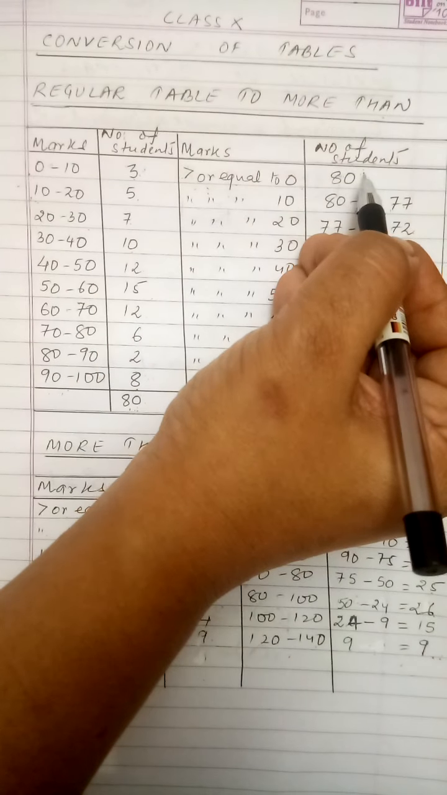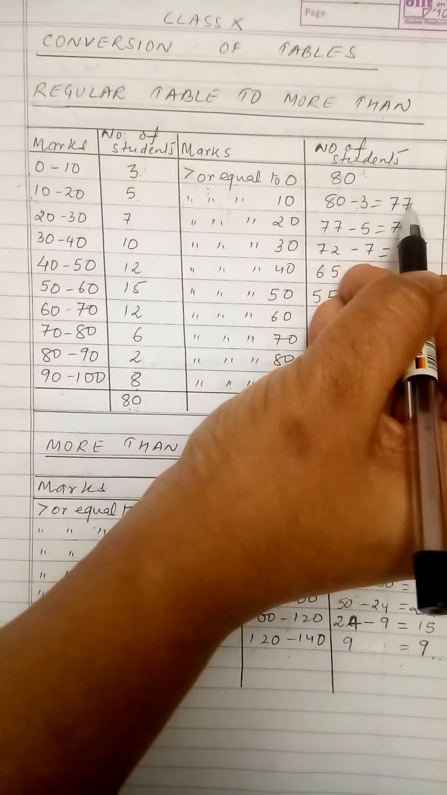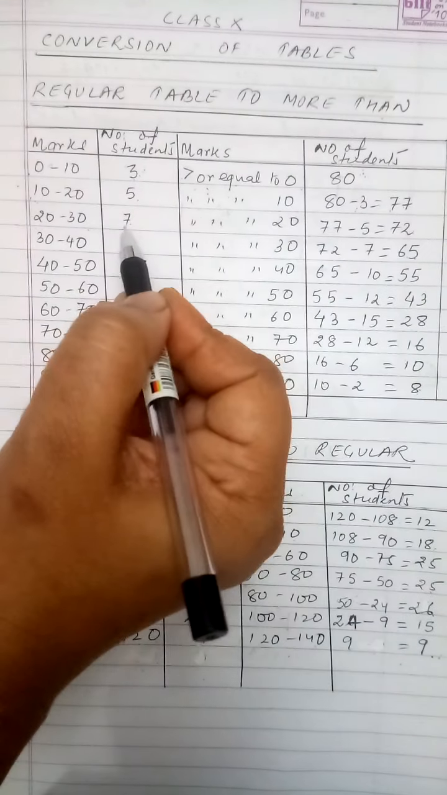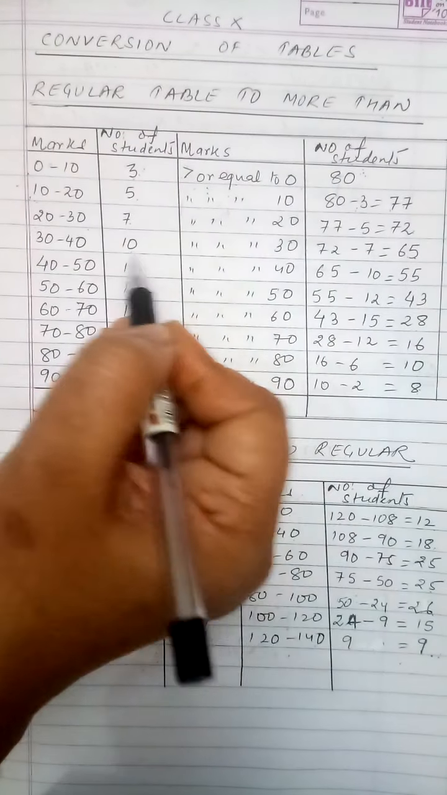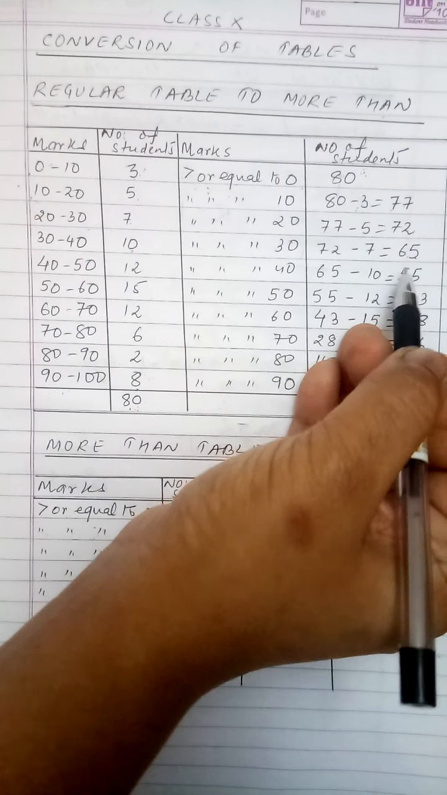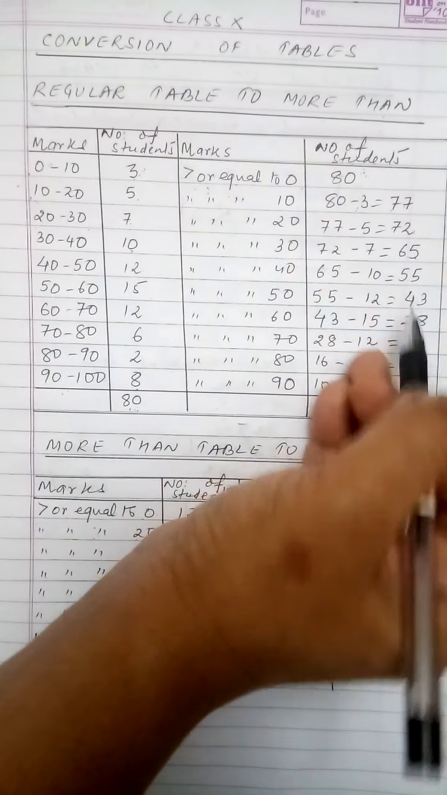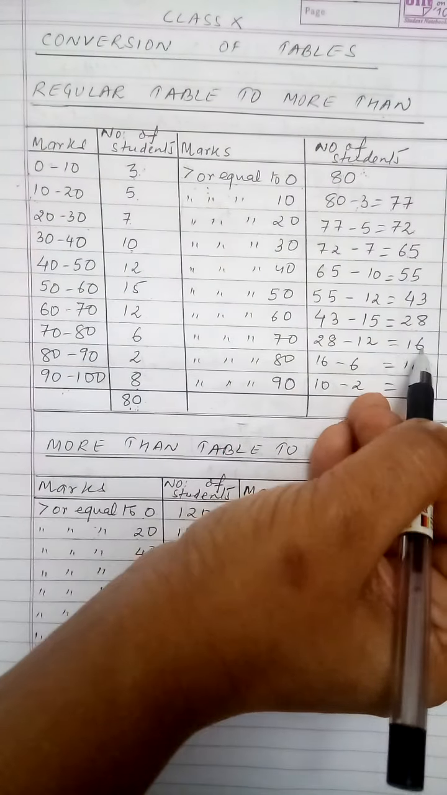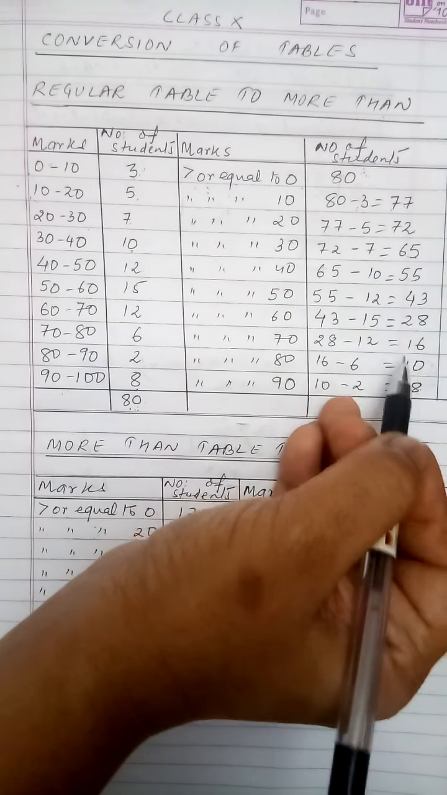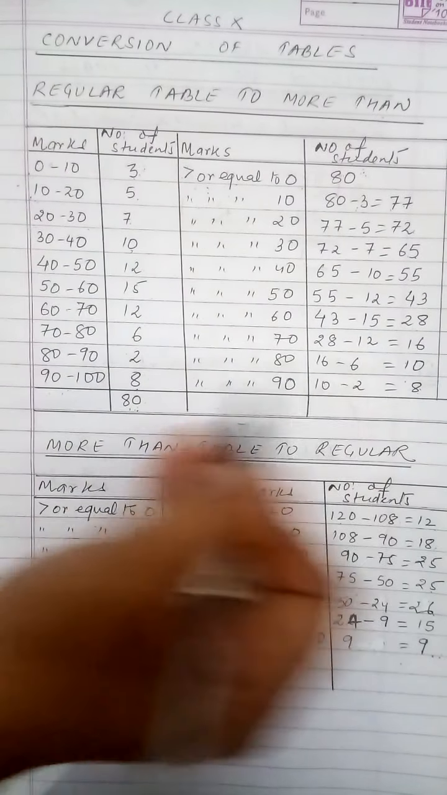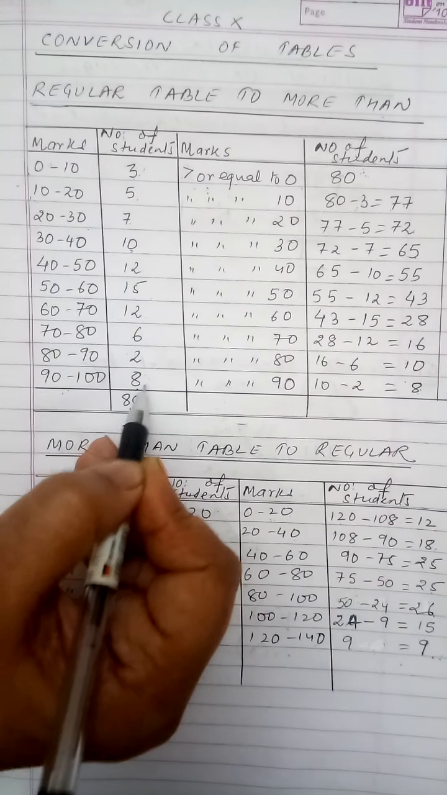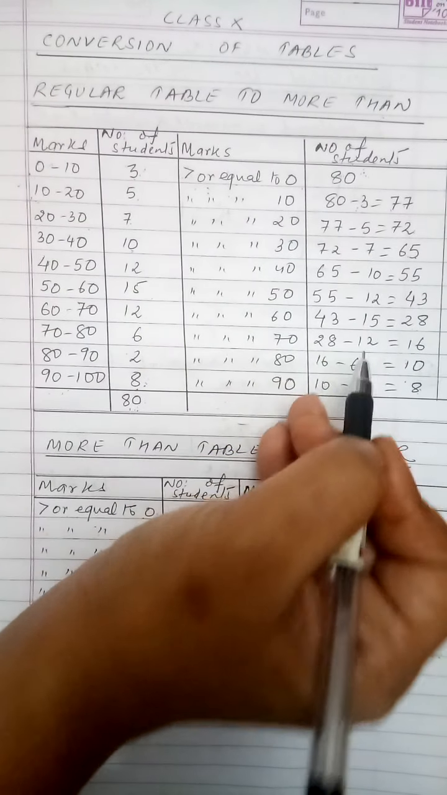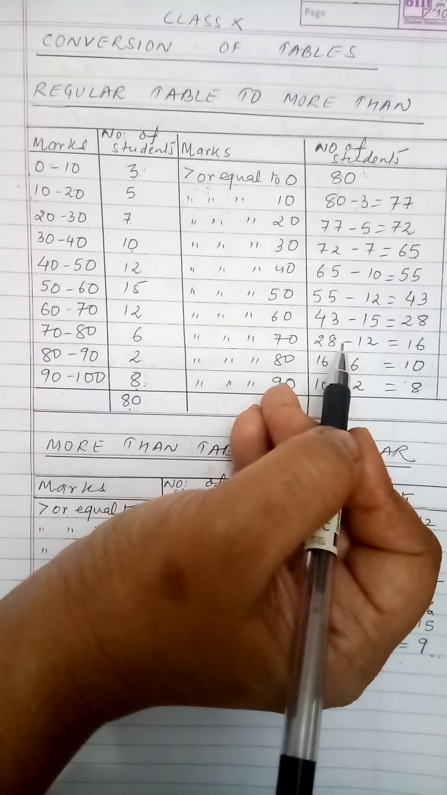So my first total was 80. Then 80 minus 3 gave me 77. Then 77 minus 5 gave me 72. Then 72 minus 7 gave me 65. 65 minus 10 gave me 55. 55 minus 12 gave me 43. 43 minus 15 made it 28. 28 minus 12 gave 16. 16 minus 6 gave me 10. And 10 minus 2 gave me 8, which was already the last value over here. So this is how I convert a regular table into a more than type of table, and you will have to actually practice it properly to get it correctly in the exam.